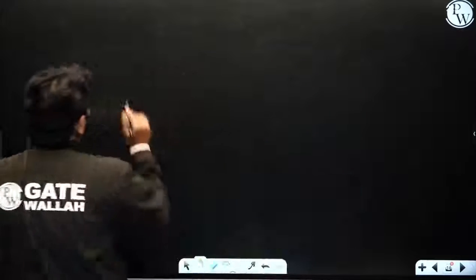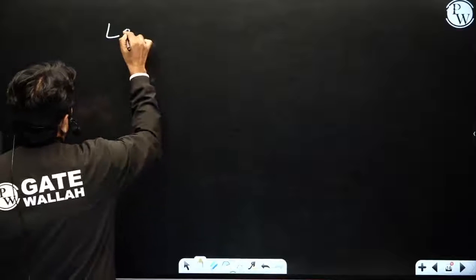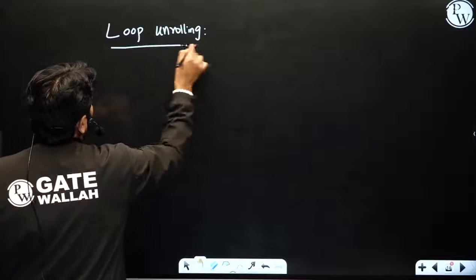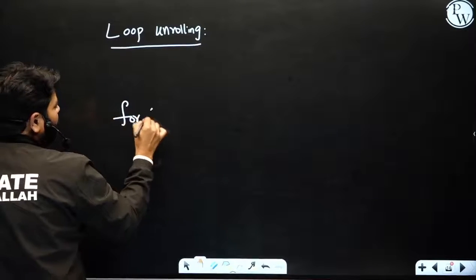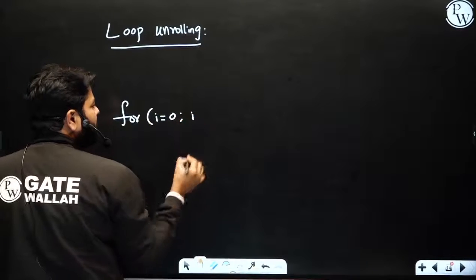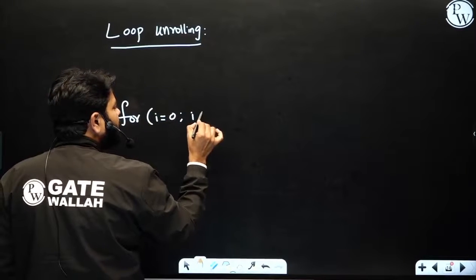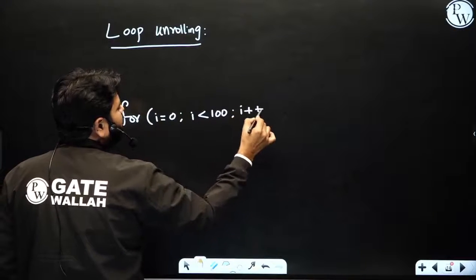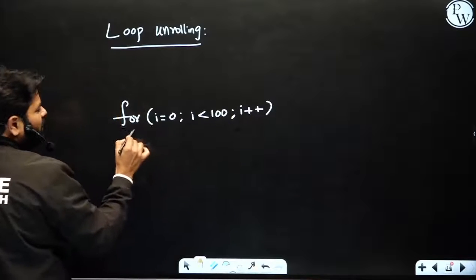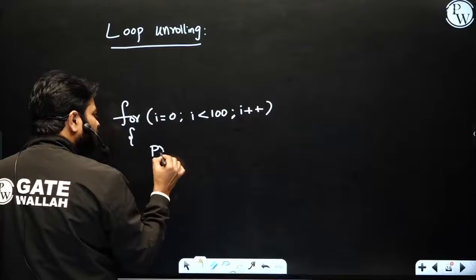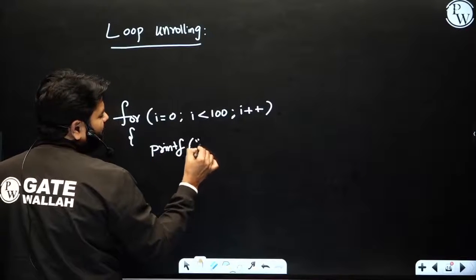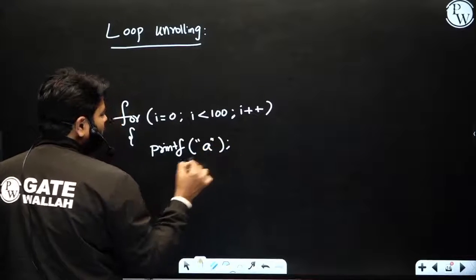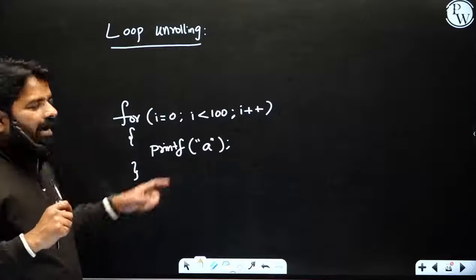Now we'll look at loop unrolling. What is this loop unrolling? Again, a very simple program. Suppose you have i less than, let's say, 100. Of course, you can also write some variable n, but I'm just writing it. i plus plus. You are doing something like printf, to understand simply. printf, you are writing, let's say, a. Now what is the job of this for loop? Printing this a 100 times, right?